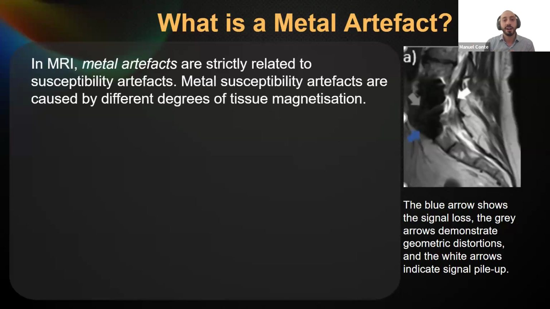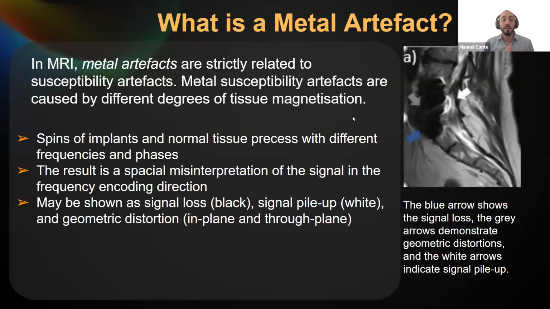Okay, what is a metal artifact? Metal artifacts are related to susceptibility artifacts. Basically, magnetic susceptibility is the degree to which a material becomes magnetized when it's placed inside a magnetic field. So metal susceptibility artifacts are caused by different degrees of tissue magnetization. What happens is that the spins of the implants and the spins of normal tissue start to precess with different frequencies and different phase.